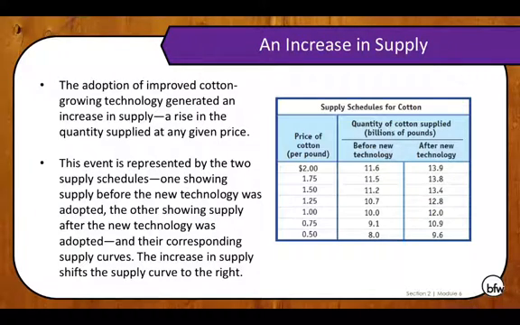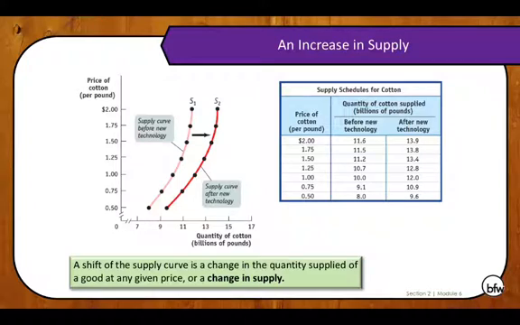So this event is represented by the two supply schedules and their corresponding supply curves. This leads to an increase in supply and a shift of the supply curve to the right. And you see that on this graph right here. Now remember, we always measure a change in supply along the horizontal or x-axis. So to represent an increase in supply, we shift the entire supply curve to the right, as represented by supply curve 2 in this table, and the adoption of new technology in the supply schedule.